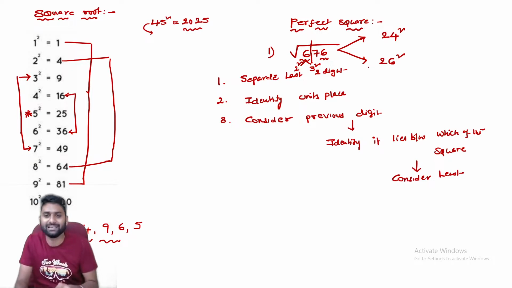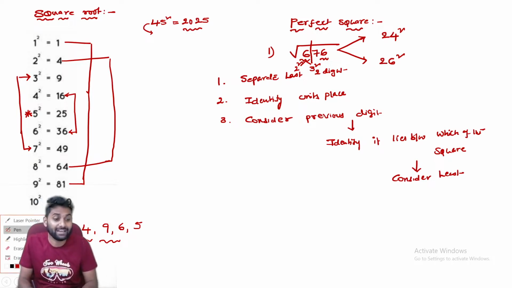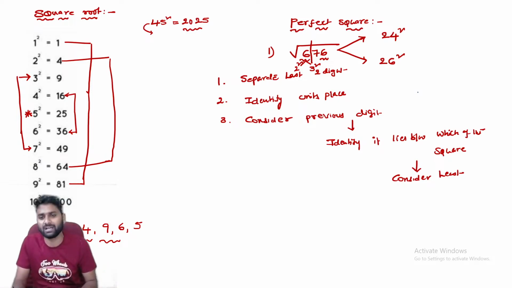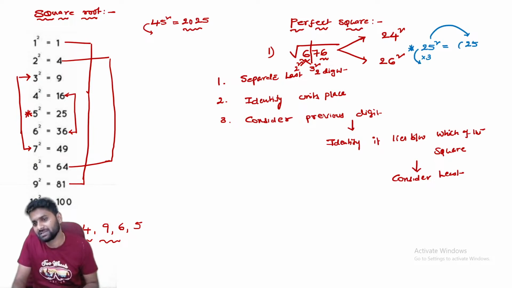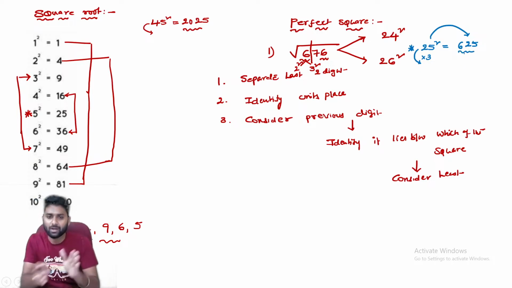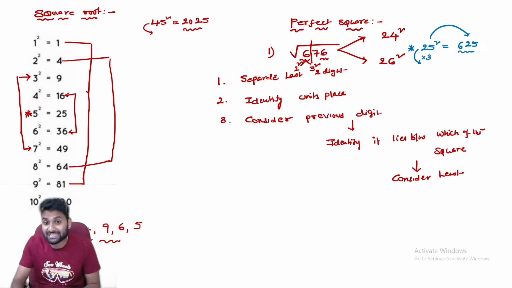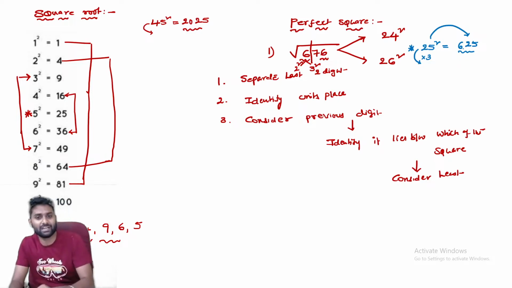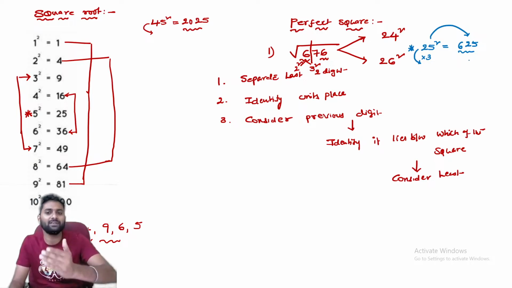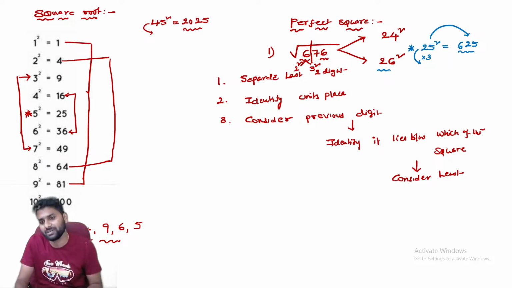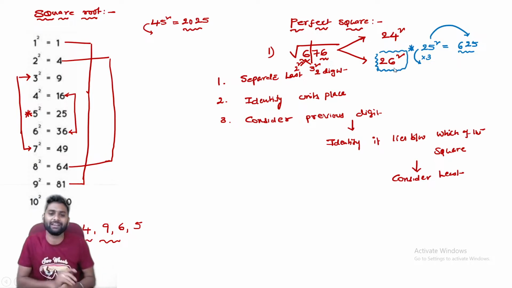Now your answer is either 24 square or 26 square. How are we going to decide our answer? With the help of 25 square. You know that 5 square is 25, and 2's next number is 3, so 2 times 3 is 6. The total answer is 625. Now compare these two values: 676 is greater than 625. Definitely your answer should be after 25. After 25 we have only one option. That's why the square root of 676 is exactly equal to 26.